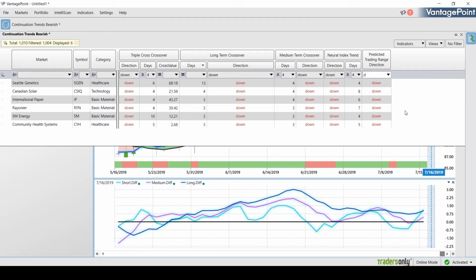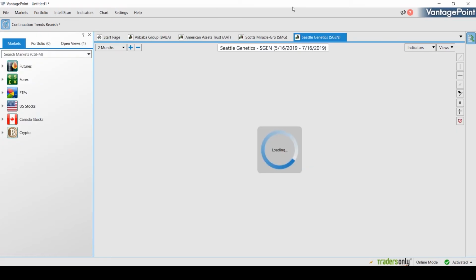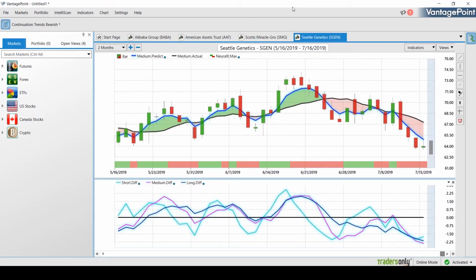Well, there you go. Look at that. Now, out of the 1,000 opportunities, there's 6 that popped up here. These are bearish trends that are fully established that are expected to continue moving down. So if we were to pull up, let's just look at this first one here, Seattle Genetics under the healthcare sector. Well, would you look at that? So this is something that's been moving down for a while, hasn't it?